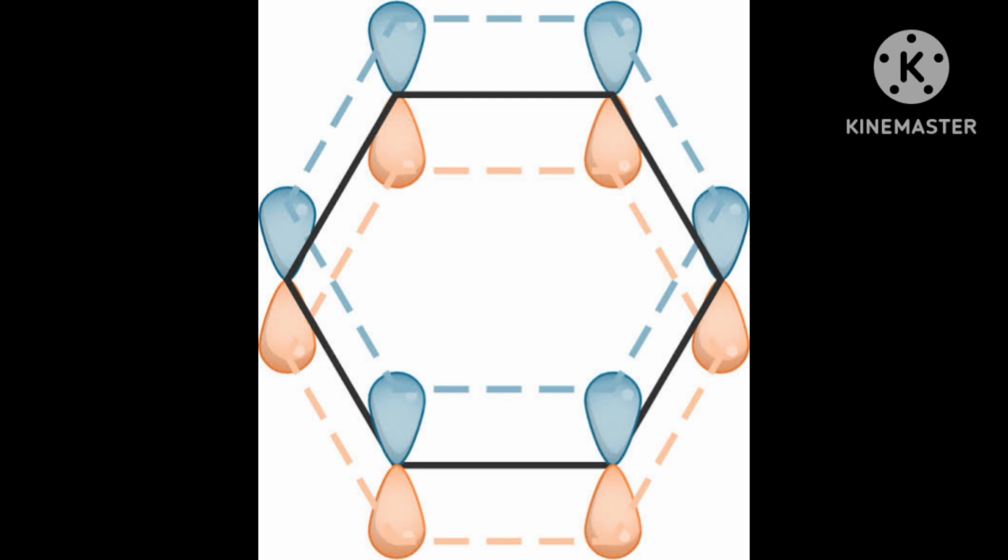This is actually sidewise overlapping, or you can call it lateral overlapping. These 5 and 6 unhybridized p orbitals will overlap sidewise and make a pi bond. Then 3 pi bonds are formed.